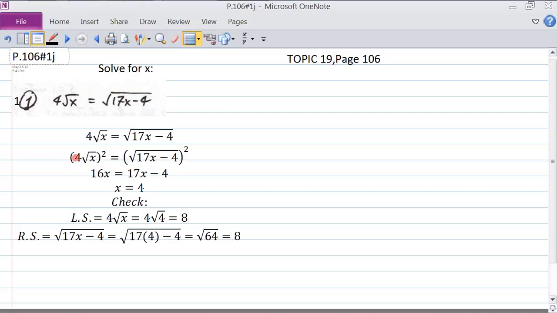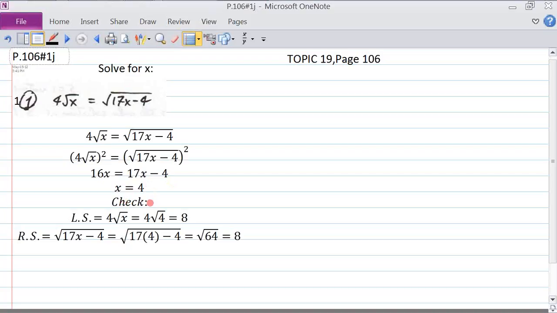So 4 times 4 is 16, and the square root of x times the square root of x is x, so we get 16x on the left. And this cancels out the square root sign, and I'm left with 17x minus 4. Now I transpose; I can bring this from the right side to the left, in which case I'm going to get minus x on the left equals minus 4, or x equals 4.